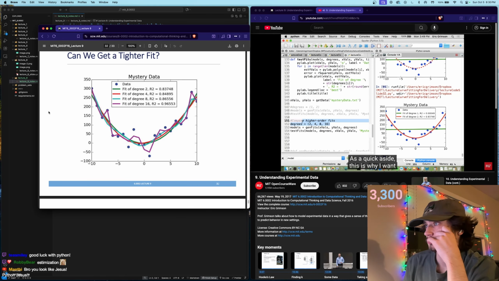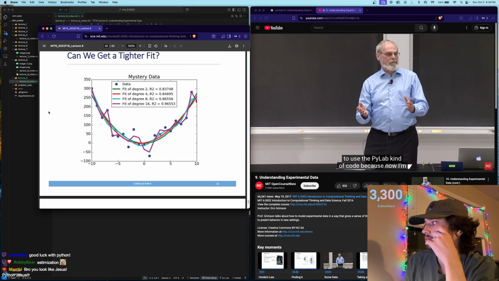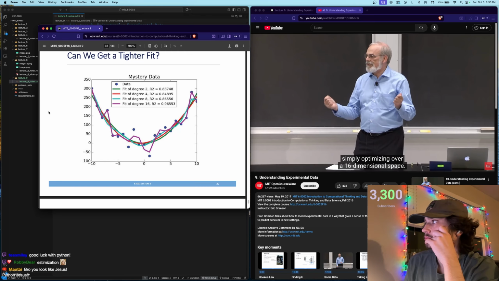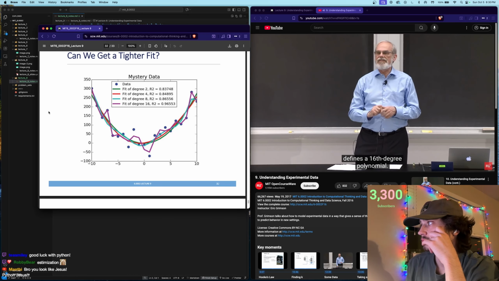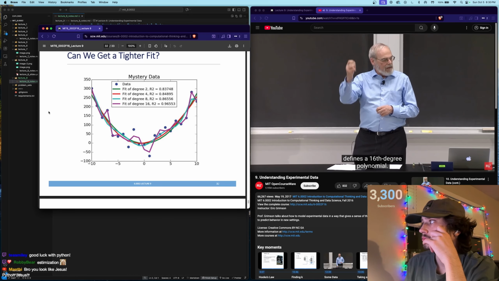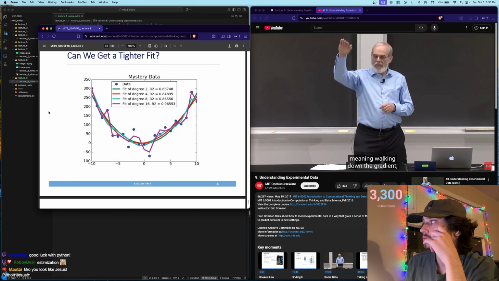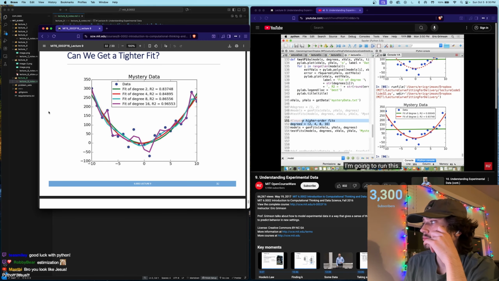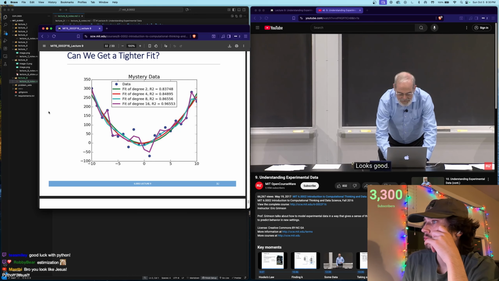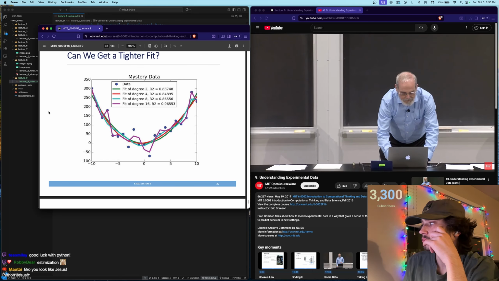As a quick aside, this is why I want to use the PyLab kind of code, because now I'm simply optimizing over a 16-dimensional space. Every point in that 16-dimensional space defines a 16th-degree polynomial, and I can still use linear regression, meaning walking down the gradient, to find the best solution. All right, I'm going to run this. And I get out a set of values. Looks good. And let's go look at them.